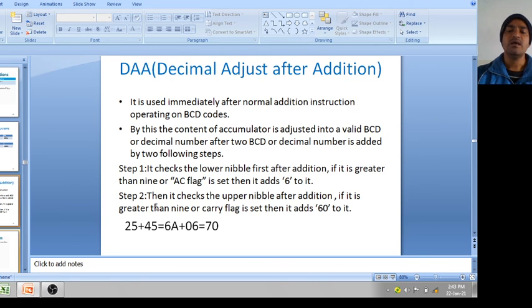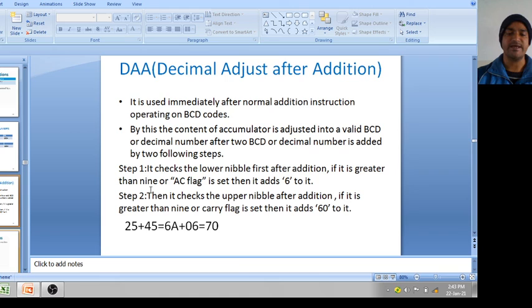It means the auxiliary carry flag is 0. Similarly, it will check the upper nibble after addition. If it is greater than 9 or the carry flag is set, then you have to add 60, otherwise you have to add 00.